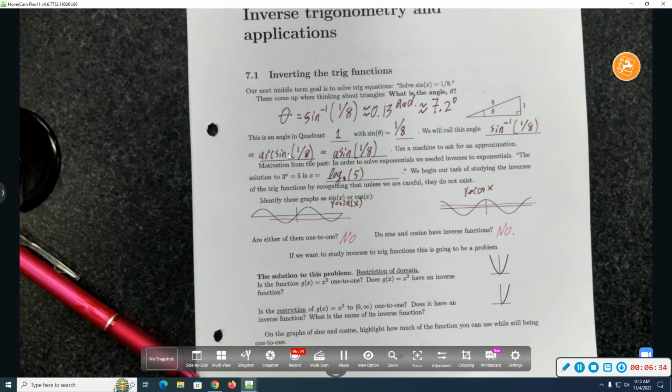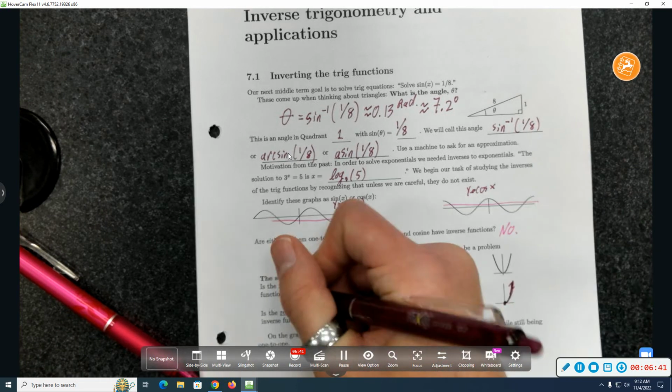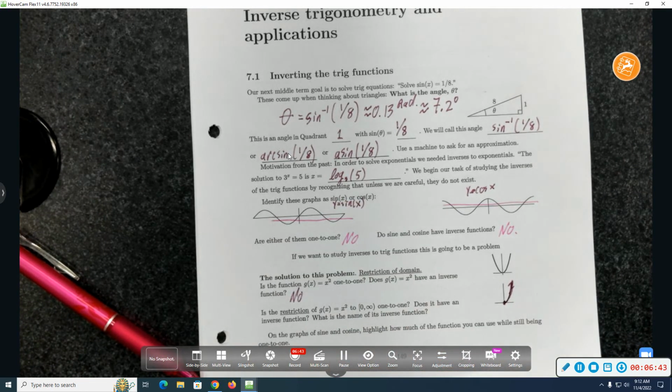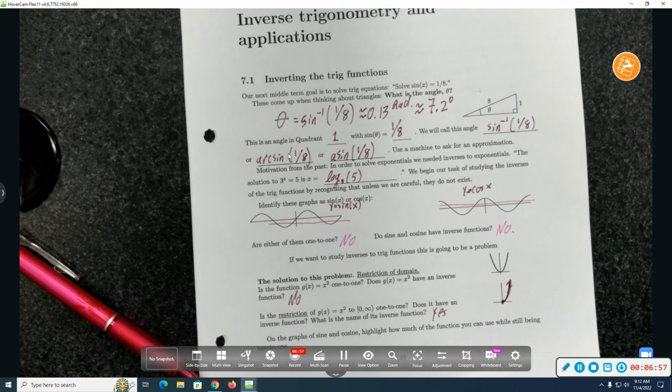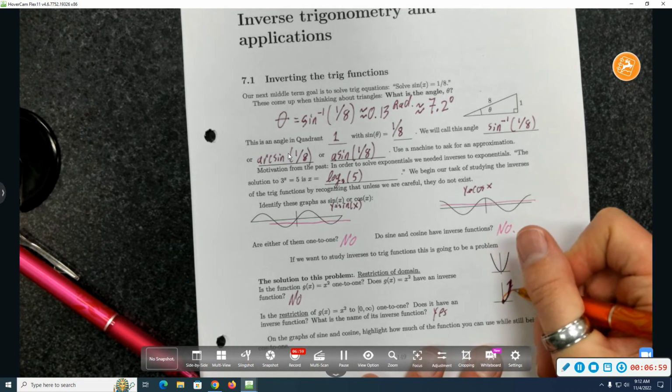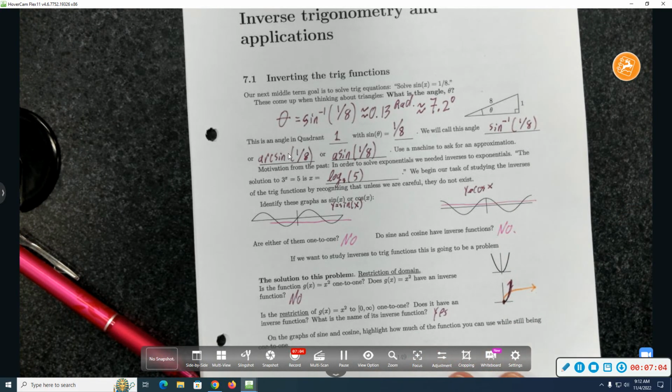So what do you do? You think about restricting the domain. If you restrict x squared to just positive numbers, is that one-to-one? Yeah, now it passes the horizontal line test, so it has an inverse function. And you know how to graph the inverse function. It's split the role of x and y. There it is. You already have a name for that orange function right now, don't you? That's the square root.